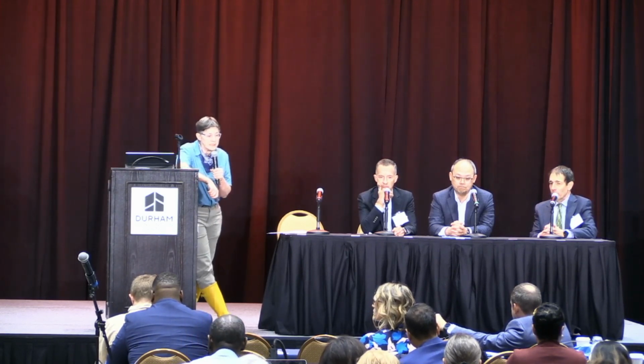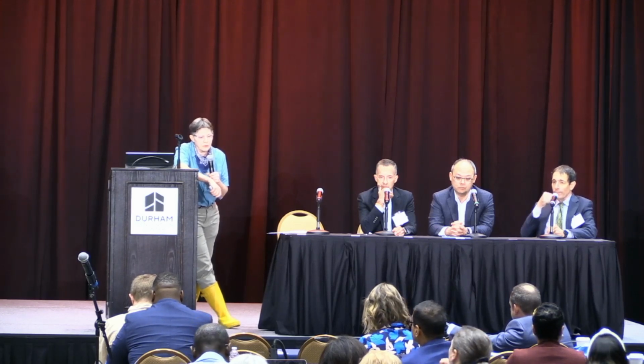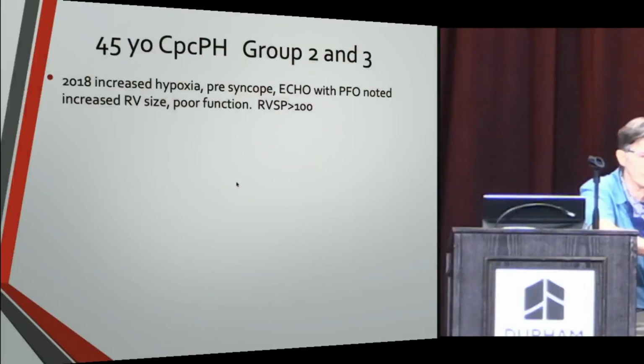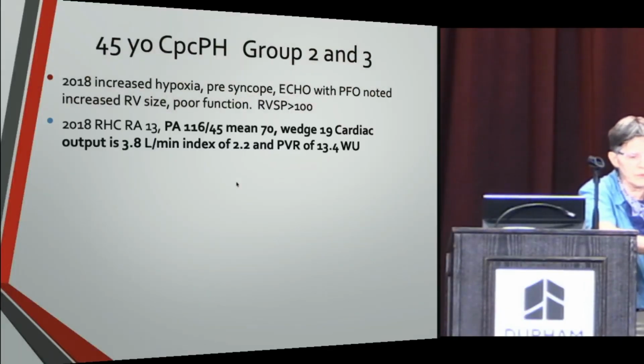Yeah. I think we'll do another quick case. I'll try to blow through this. So I met this lady in 2018, a 45-year-old, pre-syncopal, comes and gets an echo, did have a PFO noted. She has had echoes for quite some time, but her RV is suddenly very different. RVSP 100, sent to me.